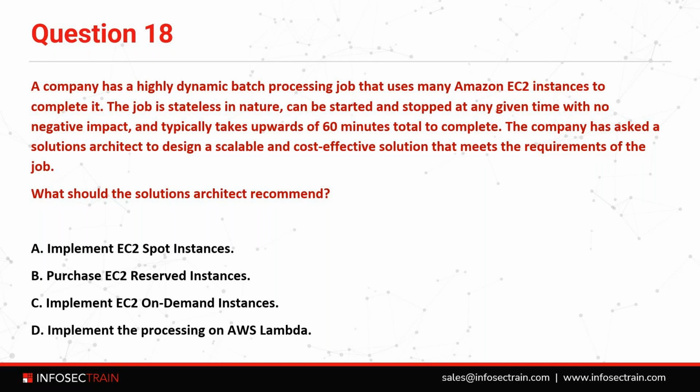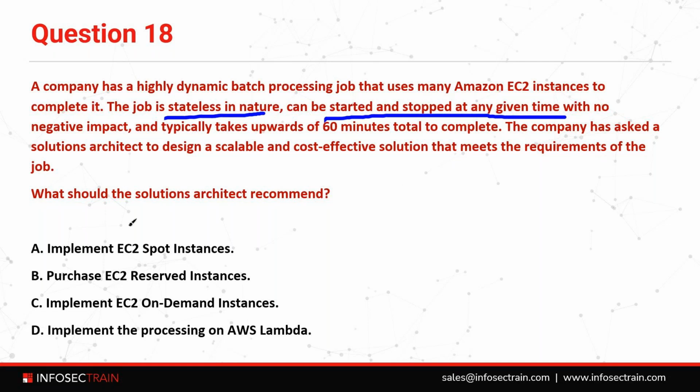The question talks about a company that has a highly dynamic batch processing job that uses many Amazon EC2 instances to complete it. The job is stateless in nature and can be started and stopped at any given time with no negative impact, and typically takes upward of 60 minutes total to complete. The company has asked the architect to design a scalable and cost-effective solution to meet the requirement. It's kind of like use and throw. It can start and stop at any given time, so you have no issue with that.